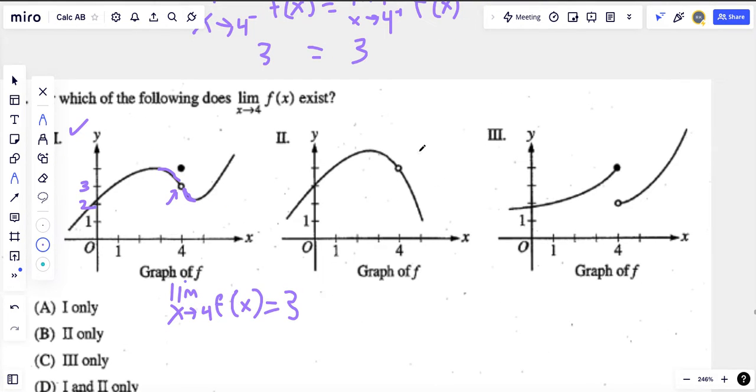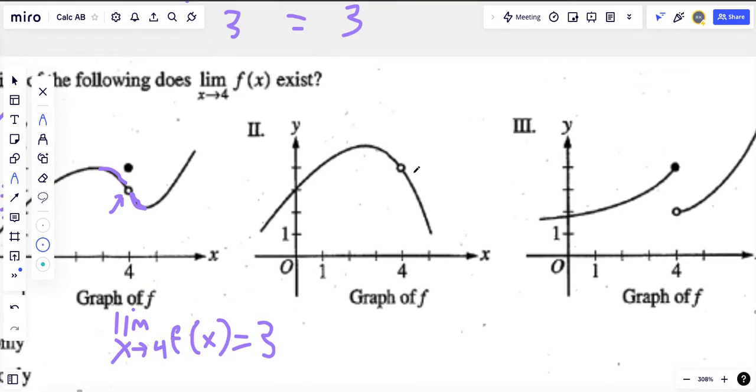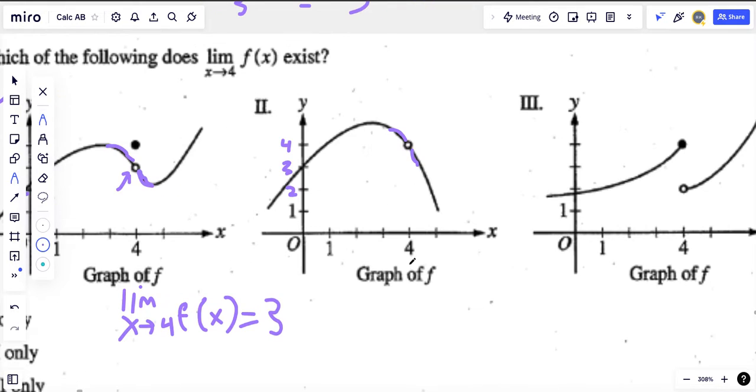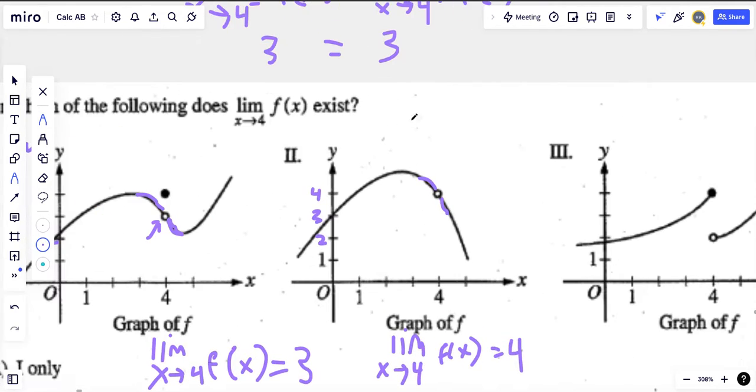Now let's look at case 2. Same thing, limit from the left, we're going like this. Limit from the right, we're going like this. Both of them are approaching something here. And that something is this y value, which is 1, 2, 3, 4, it looks like. So the limit exists because the limit as x goes to 4 of f of x is 4. So the limit exists for this as well.